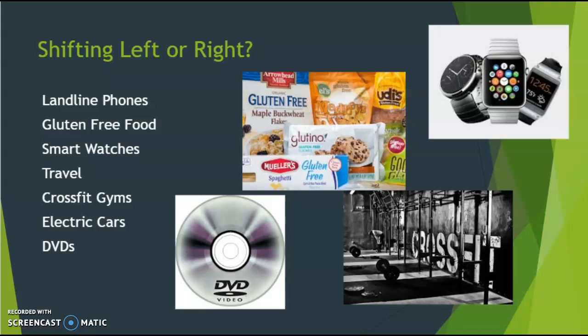CrossFit gyms, I think, has shifted to the right. That's my guess. I don't know what you guys think, but that seems to be kind of a trendy thing. Electric cars, I believe, over the past few years has shifted to the right, an increase, as people try to get away from fossil fuel. And DVDs. How many of you are like, ooh, I'm going to go get a new DVD of whoever you like listening to? My guess is the demand for DVDs has shifted to the left, a decrease. Fewer people want it. So left is a decrease, right is an increase. Right is growth on the graph. Left is the industry shrinking.